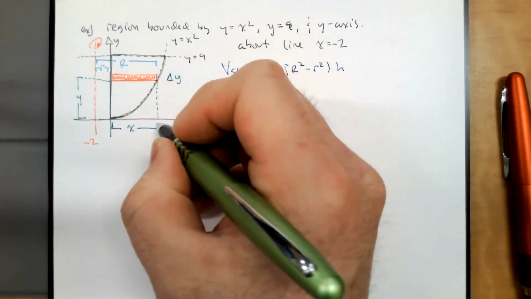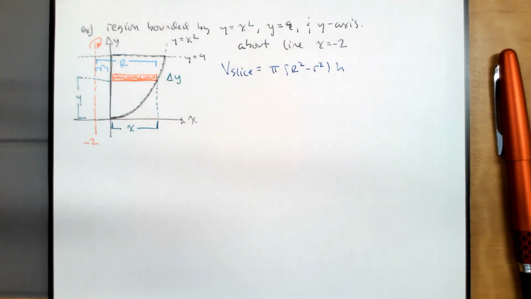Anything called a radius is always measured from the axis of rotation. X and y are always measured from the origin. Now we can see how all these things are related.